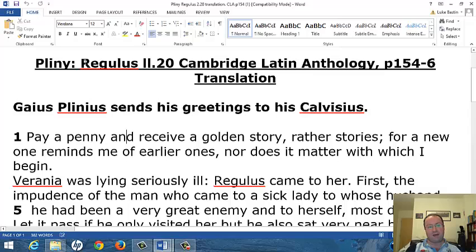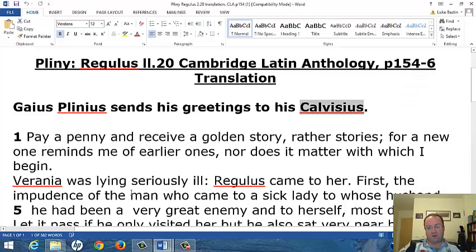Okay, he's writing about Regulus. Notice he's not writing to Regulus. He's writing about Regulus. Now the point is, Regulus is going to be the guy that is the subject matter of this letter. So don't confuse the recipient with the subject matter. The subject matter is Regulus, but the recipient is someone else. It's this guy, Calvisius. Calvisius is one of Pliny's friends. Very, very simple. So, the author is Pliny, the subject matter is Regulus, and the recipient of this letter is Calvisius.